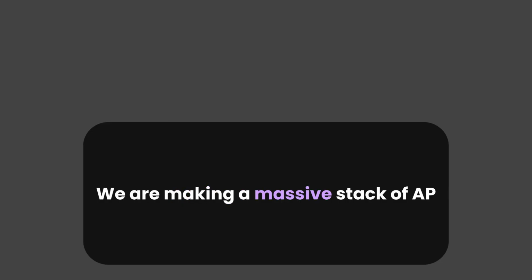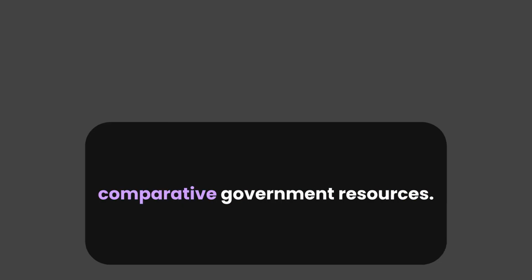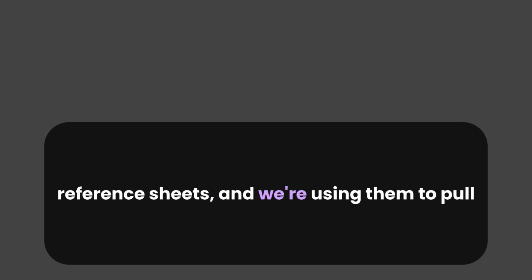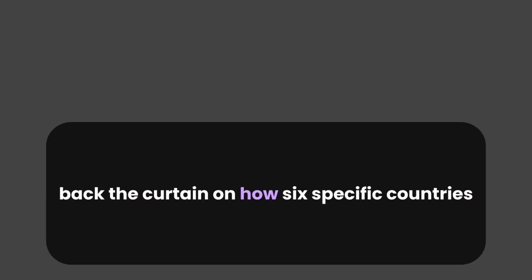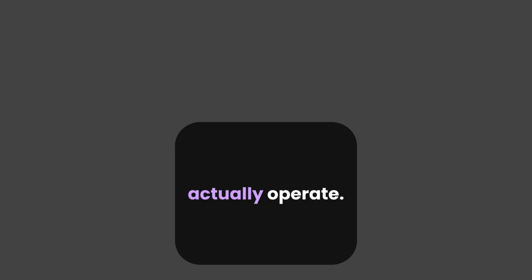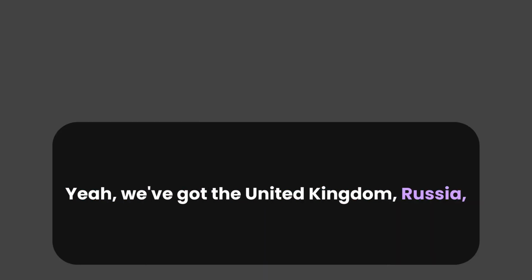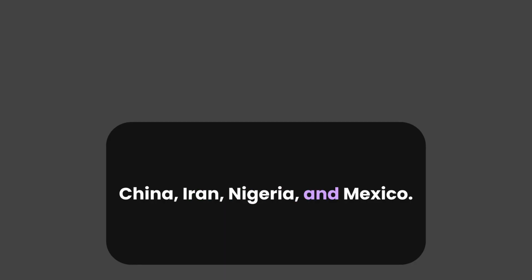We are taking a massive stack of AP comparative government resources: study guides, course frameworks, reference sheets, and we're using them to pull back the curtain on how 6 specific countries actually operate. Right, which is a great lineup. Yeah, we've got the United Kingdom, Russia, China, Iran, Nigeria, and Mexico.